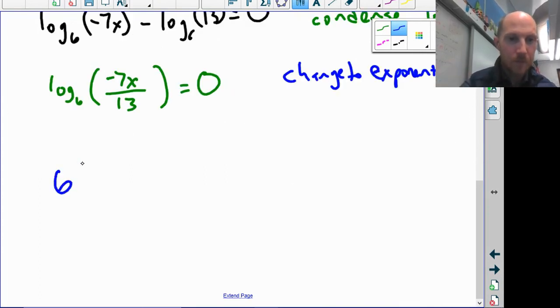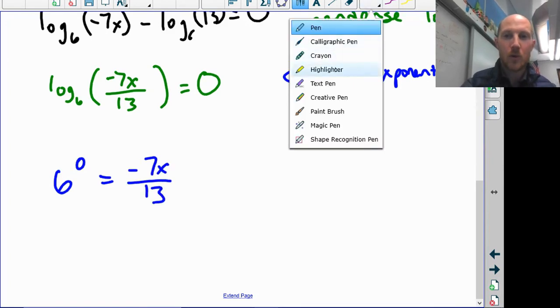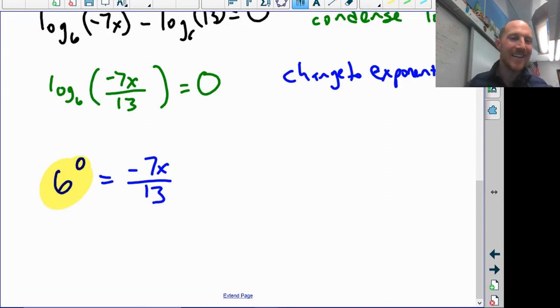So 6, exponent of 0. Inside the parentheses is my output, negative 7x over 13. All right, so hold on one second. Anything raised to the power of 0 always equals 1, whether it's written in exponential form or in log form. We could have actually recognized that right there. Any log with any base, with any output, doesn't make any difference, any log that equals 0 has an answer of 1.